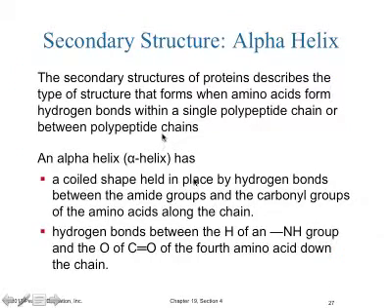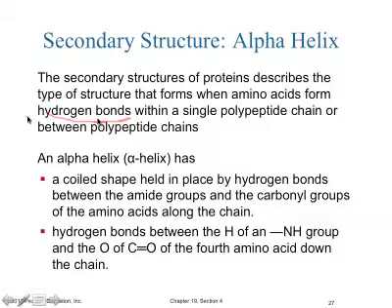Secondary structure is what happens when the primary structure interacts with itself. The first type that we're going to talk about is an alpha helix, and that's going to be easy to remember because it looks like a helix. The secondary structure describes when they form hydrogen bonds. So it's hydrogen bonding. This is important. Secondary structure is determined by hydrogen bonds within a single polypeptide chain or between polypeptide chains.